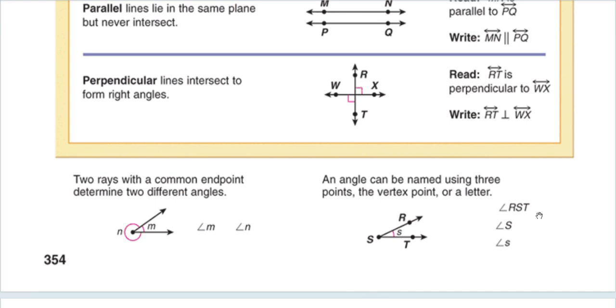Okay, let's review it again. We have 3 points, we have the vertex point, and we use the letters. Also, we can use letter, just 1 letter to show this is angle ACE. Okay, angle ACE. Okay, thank you very much for listening, and this is a very basic ideas of the geometry, lesson 1.